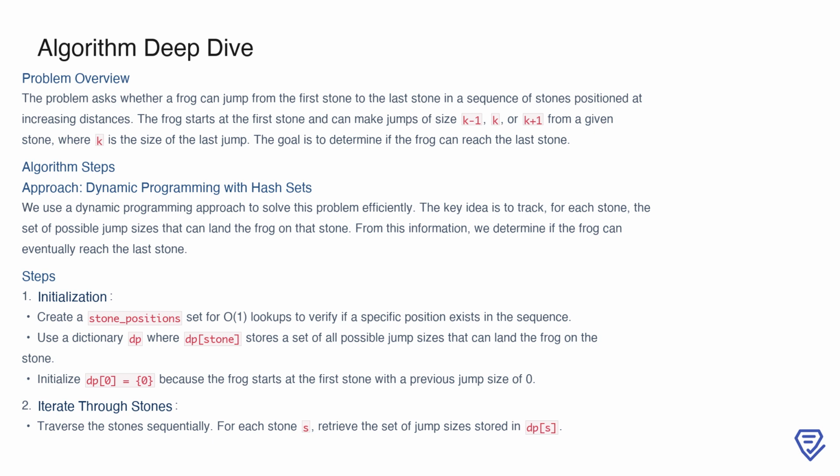First, we initialize a hash set called stone_positions to store all stone positions for quick lookups. We also maintain a dictionary DP, where the key is a stone and the value is a set of jump sizes that can land the frog on that stone. Initially, we set DP[0] to {0}, indicating that the frog starts at the first stone without any prior jumps. Then, we iterate sequentially through the stones, using the stored jump sizes at each stone to simulate potential future movements.